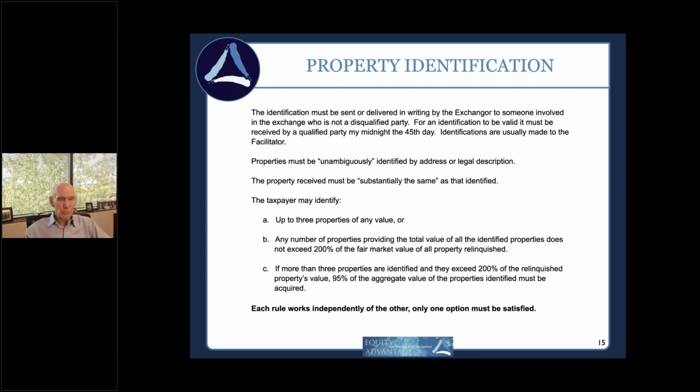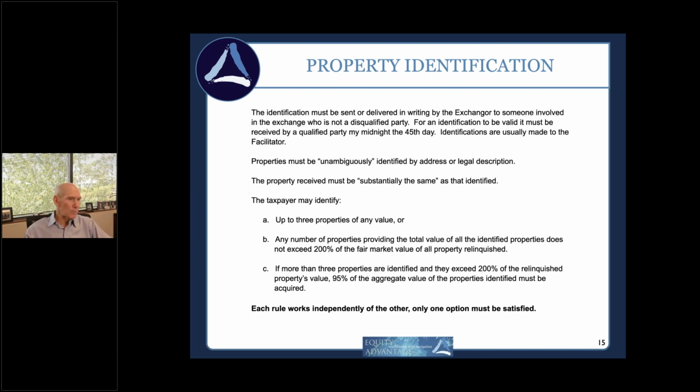Second rule, you can ID more than 3 properties. Total value of the properties ID'd can't exceed 200% of the relinquished property's value. What's a property worth? I mean, is it worth what it's listed for? Is it worth what you're going to pay for it? Does a property have to be listed to be identified?